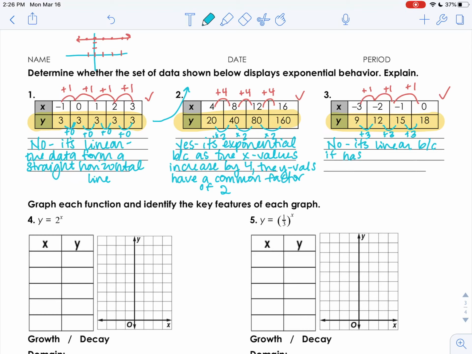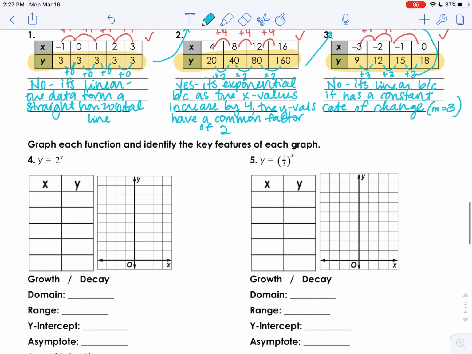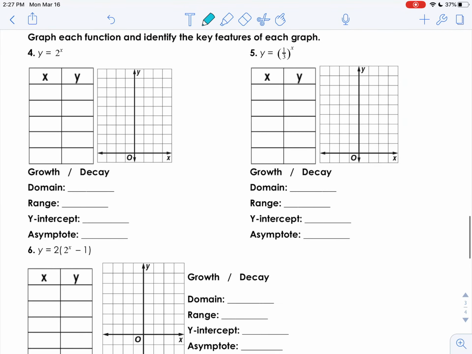because it has a constant rate of change, which is a slope, and you could say m equals y over x. 3 over 1 is 3. So this is going to be a line going up kind of steeply like this. So that's how we determine if data are linear or exponential. So now we're going to graph some of these functions.